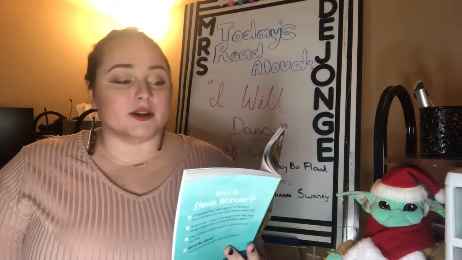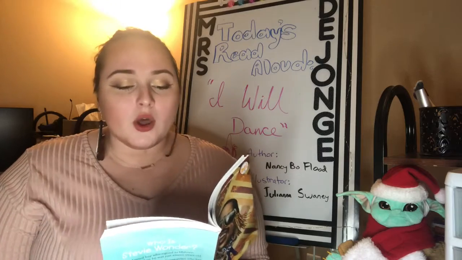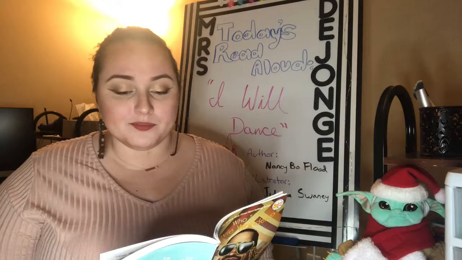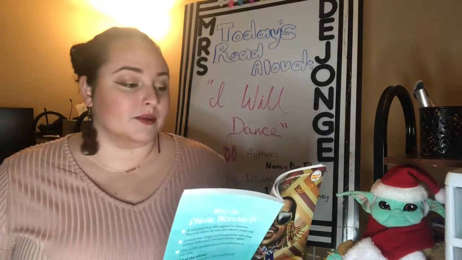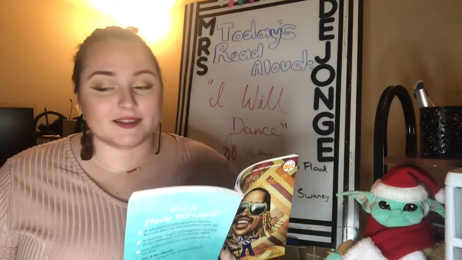Stevie couldn't see, but his hearing was incredible. When he was growing up, his siblings would drop a coin on the table. "What is it, Stevie?" they would ask. "A dime," Stevie would reply correctly. They would drop another coin. "How about that one?" they would ask. "A quarter," Stevie would say. "Right again." Stevie's hearing was so good that he could identify a coin simply by the sound it made.